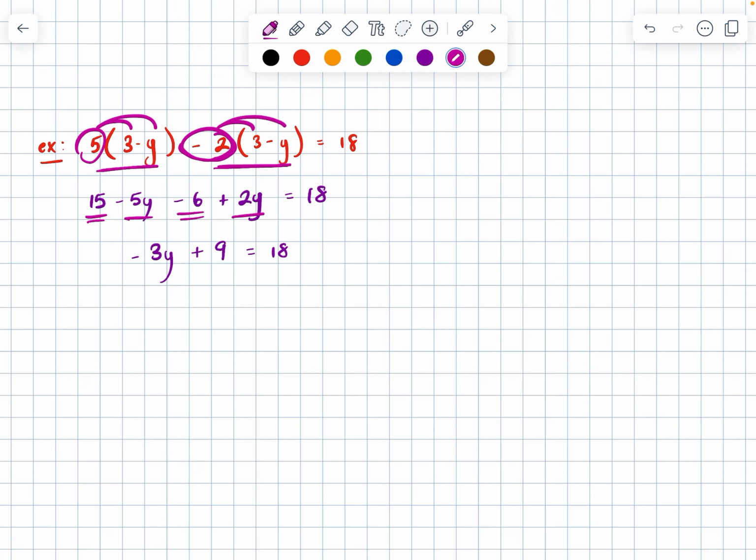And from here, once again, I know what to do. I'm in familiar territory. Reverse order of operations. Let's start with our addition. We'll undo it with subtraction. So I'll subtract 9 from both sides.